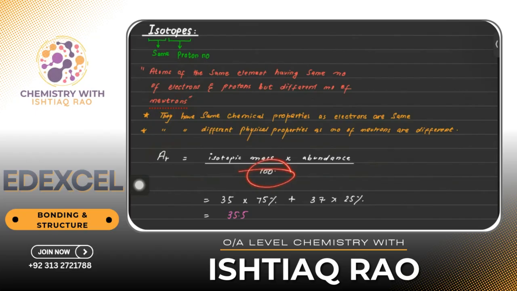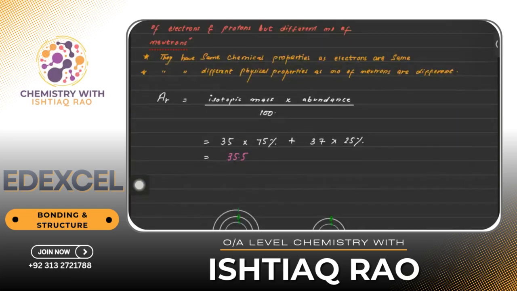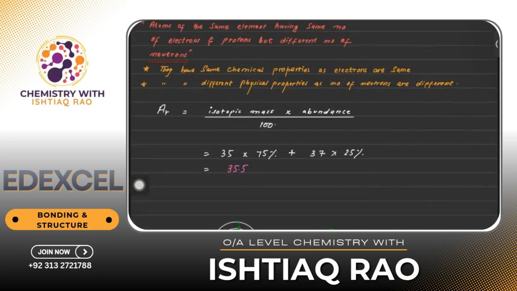Most of the time, most of the students don't get the answer according to the marking scheme. This is the reason. They just think that we always do 100. No, this is not so. We don't always do 100. So the data would be provided to you, like chlorine has two isotopes, chlorine 35 and chlorine 37, along with their abundance. The abundance for chlorine 35 is 75%, and for chlorine 37 is 25%.